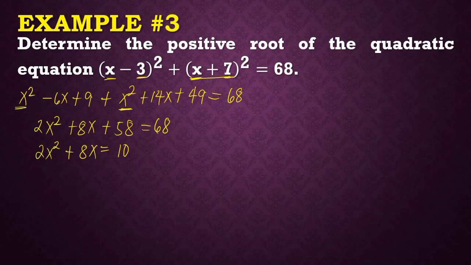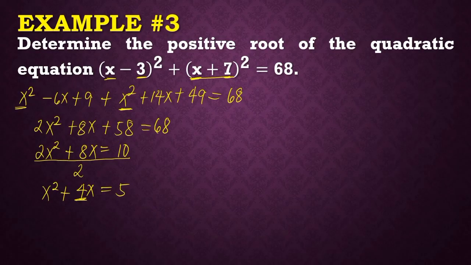And then, we divide the whole equation by 2. So, magiging x squared plus 4x equals 5. So, gagawin nating perfect square trinomial yung nasa left side. So, mag-a-add tayo ng constant term dito. So, ang gagawin natin doon, yung middle term, yung coefficient ng x, 4, i-divide natin sa 2. And then, i-square natin yung sagot. So, 4 divided by 2, that is 2. 2 squared, that is 4.